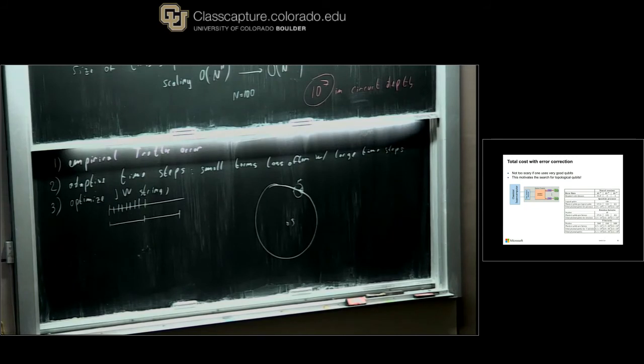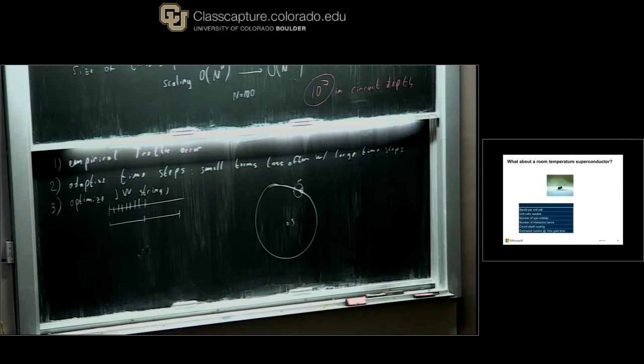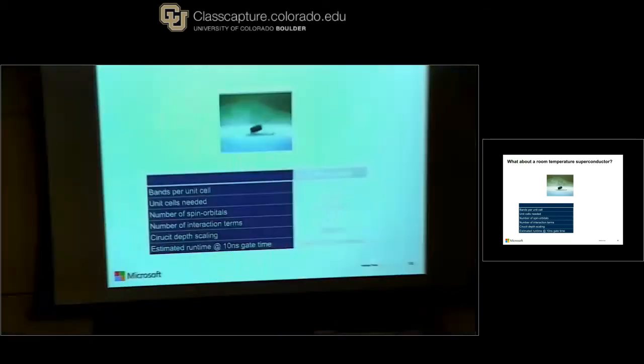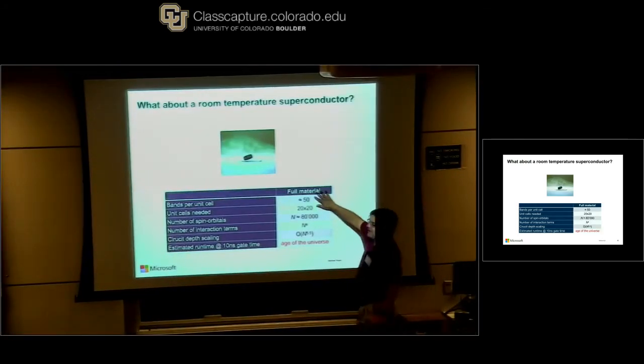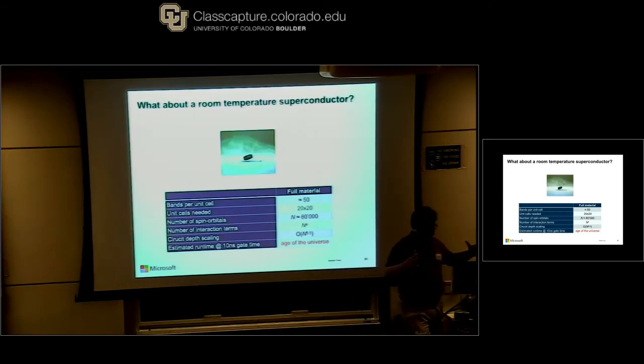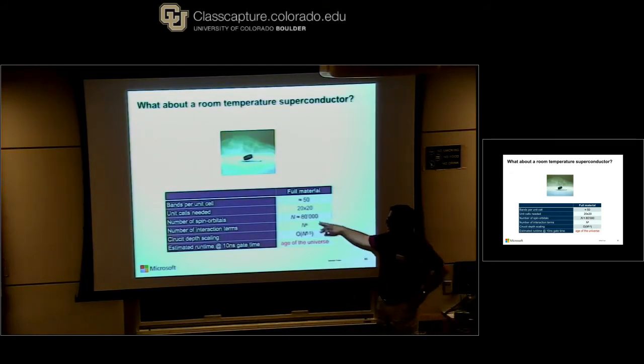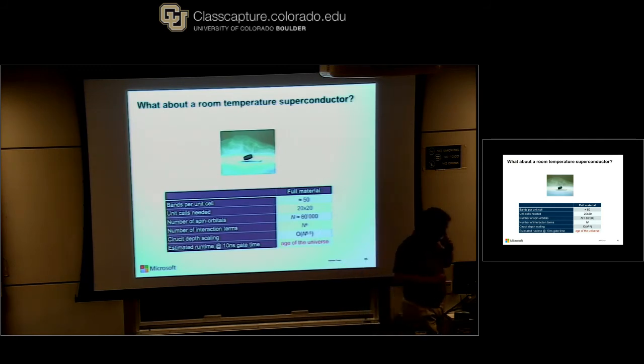Now, but if we go to simplified models, for example, like a Hubbard model, then it looks much better. But it does not look better at first. For example, let us look at the room temperature superconductor. What we actually have is about 50 bands per unit cell. We want to study at least a system size 20 times 20. It gives us an N of 80,000 with a scaling of N to the 5.5. If I just do a naive model of that superconductor that was mentioned, then the runtime is the age of the universe, even with the best algorithm you could think of.